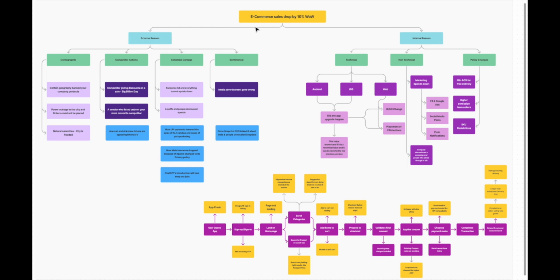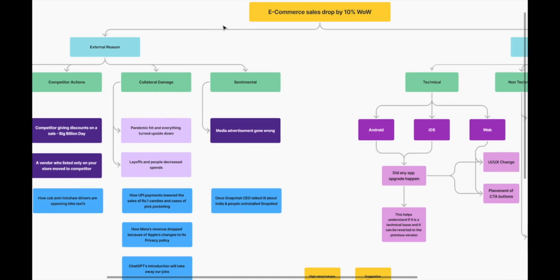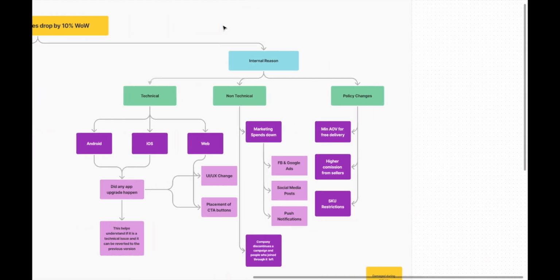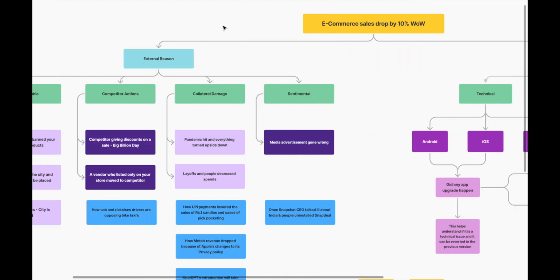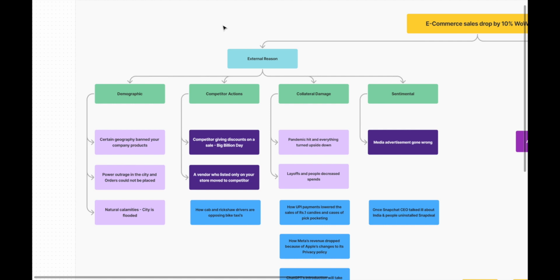On top we have e-commerce sales drop by 10% week on week. What could be the two possible reasons for the drop? A, an external reason. B, an internal reason. I'll tell you what these two reasons may be. Coming down to the external reasons, the first could be a demographic issue, that is something pertaining to one specific area.